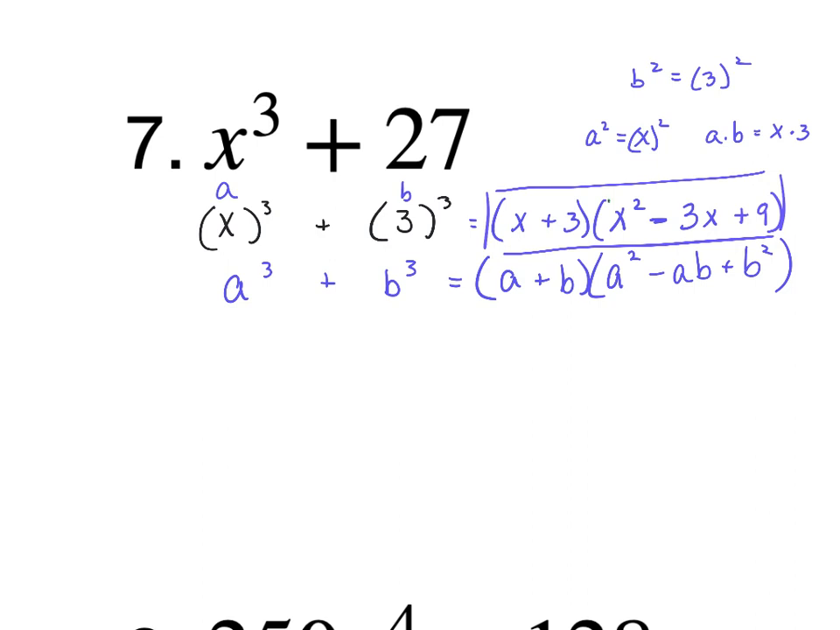This second trinomial here, don't ever waste your time trying to factor him. He will always be prime when you do the difference or the sum of cubes.